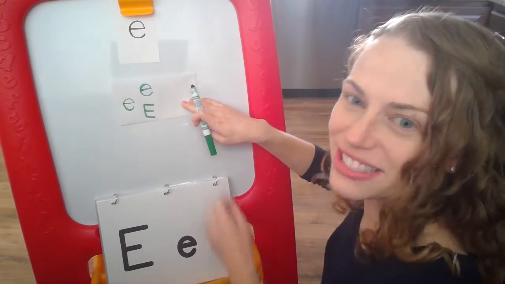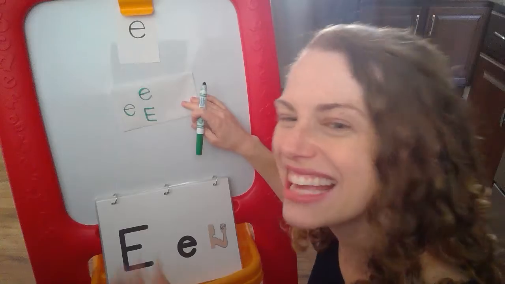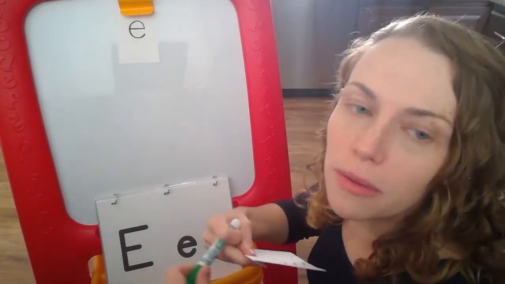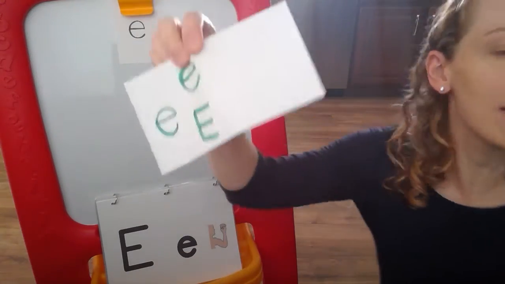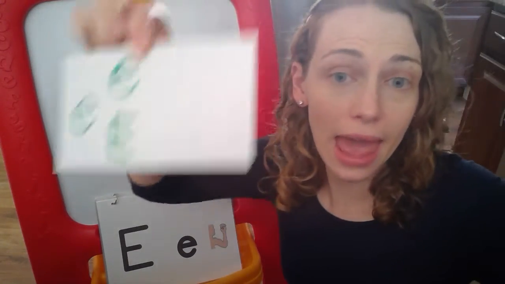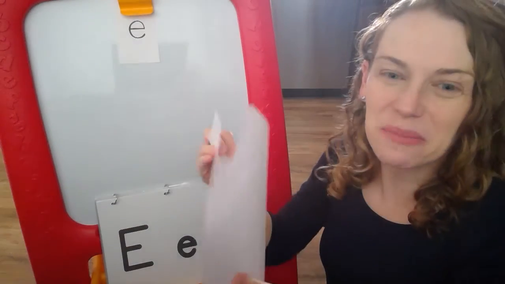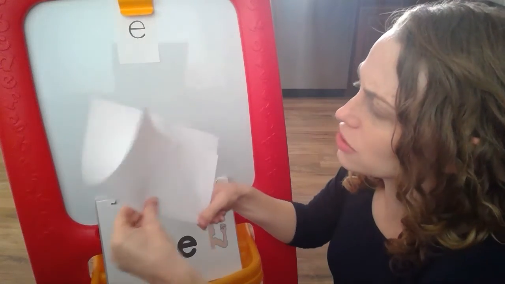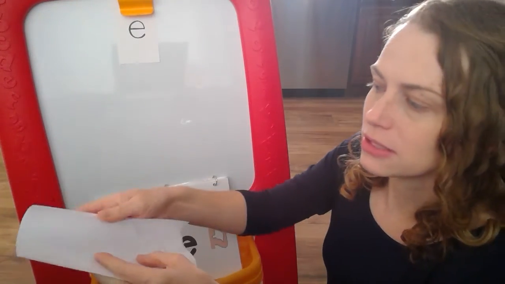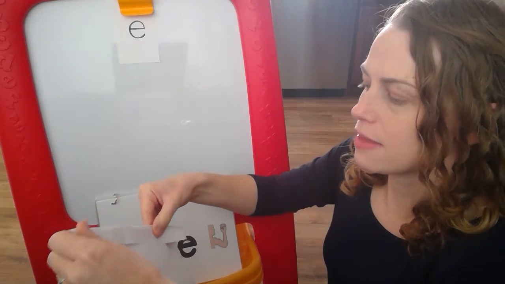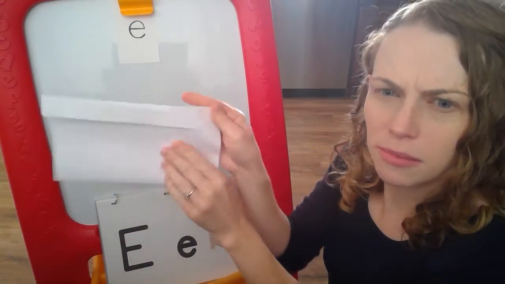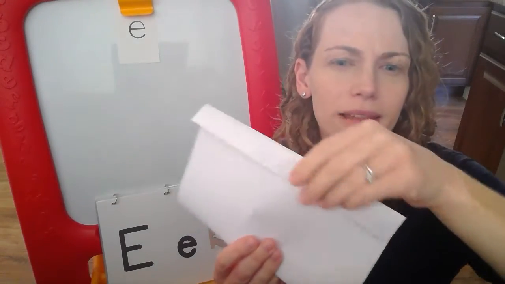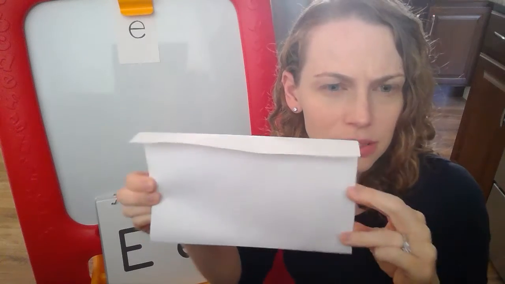And then again, I need to hear you say it. E, E, exercise, eh, eh, eh. Excellent. See how many E's you can put on your empty envelope. Now, if you don't have an envelope, you can make one with a piece of paper. Simply fold it, leaving a little bit of extra on the top so that you can fold it over. And there's your handy dandy envelope. Pretty simple. Then you can tape or staple the sides with a grown-up.